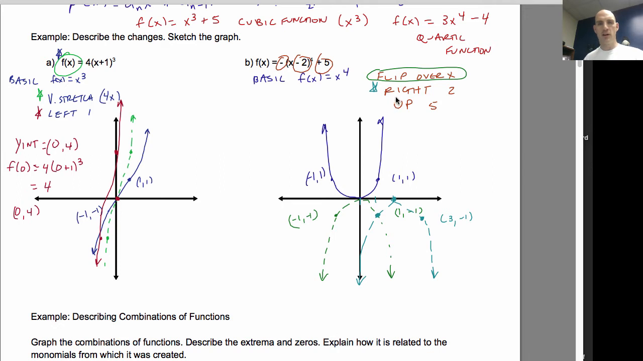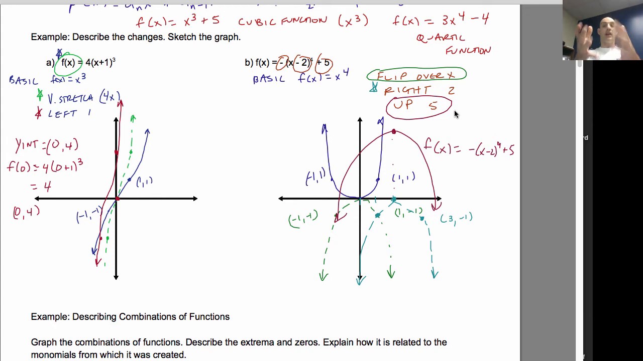And so then I'm going to go up 5, and my red is going to be my final. So I'm going to go up 1, 2, 3, 4, 5. So my final curve is going to look like this. And it's f of x is equal to negative x minus 2 to the fourth plus 5. Okay? And so I'm able to use these changes in the function to graph the changes, moving it incrementally.